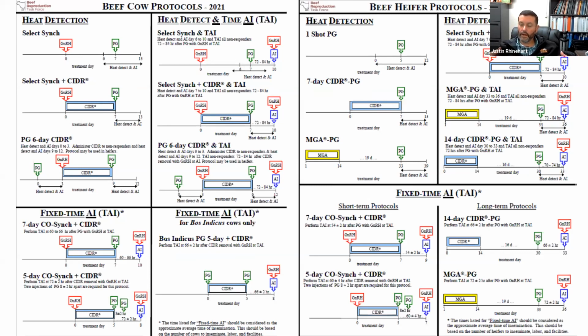And we won't go into all the specifics of breeding soundness exam tonight. If you're brand new, I'd encourage you to keep looking at our educational programming for times that we go more in depth on BSEs. But that basically is evaluating the bull to make sure he is going to give you every opportunity to get cows pregnant. So part of it is a physical examination. A big part of it is semen evaluation as well.